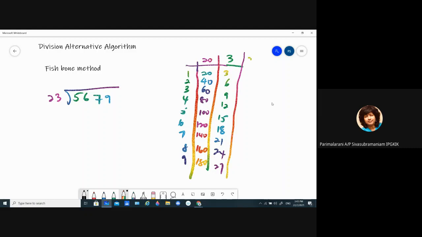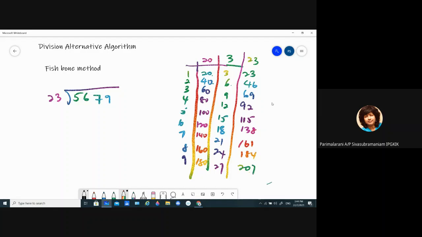Okay. So for 23, this will be 20 plus 3, 23, 40 plus 6, 46, 60 plus 9, 69, 80 plus 12, 92, 115, 138, 161, 184, 207. Okay, so students have to build this.